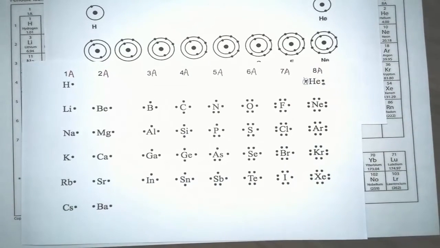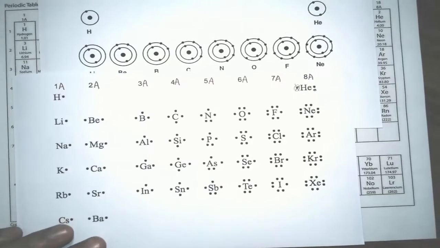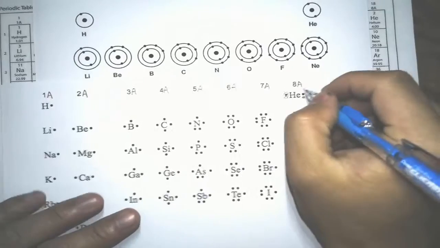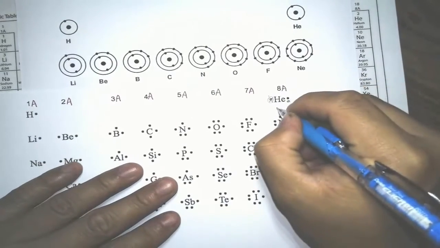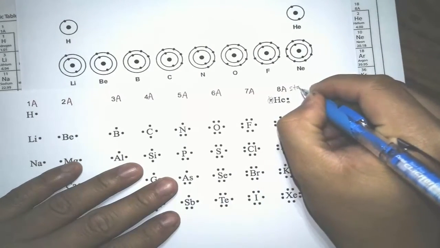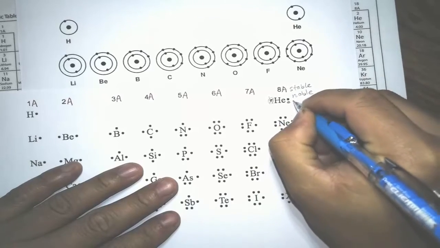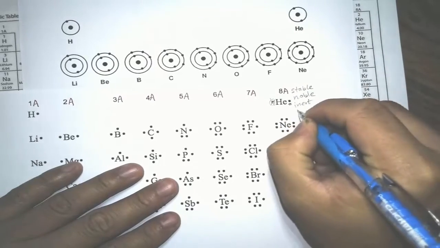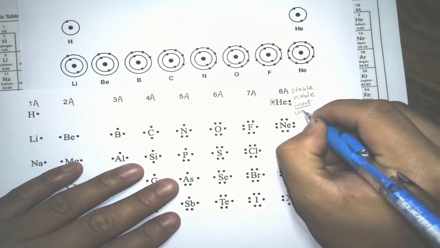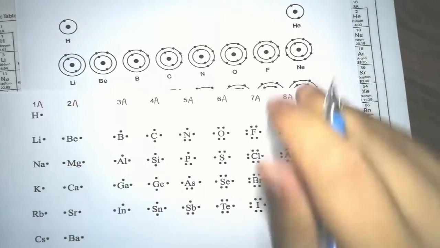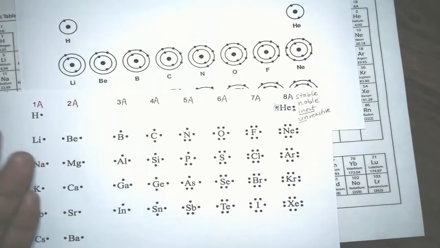So the way it works is like this. The only group on the periodic table that is stable or unreactive is this group right here, 8A. We call this the noble gases, and they are considered inert, or another word, unreactive. Think of the word inert. The "in" is a prefix for not reactive. That means it doesn't want to react with anything because it's already stable.